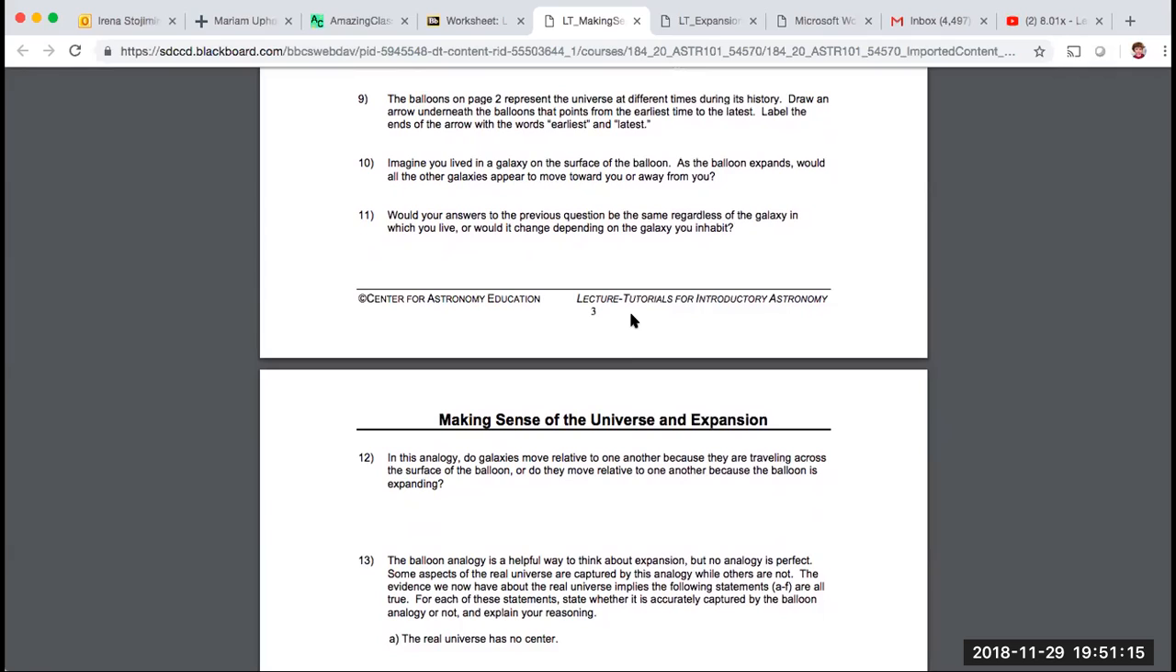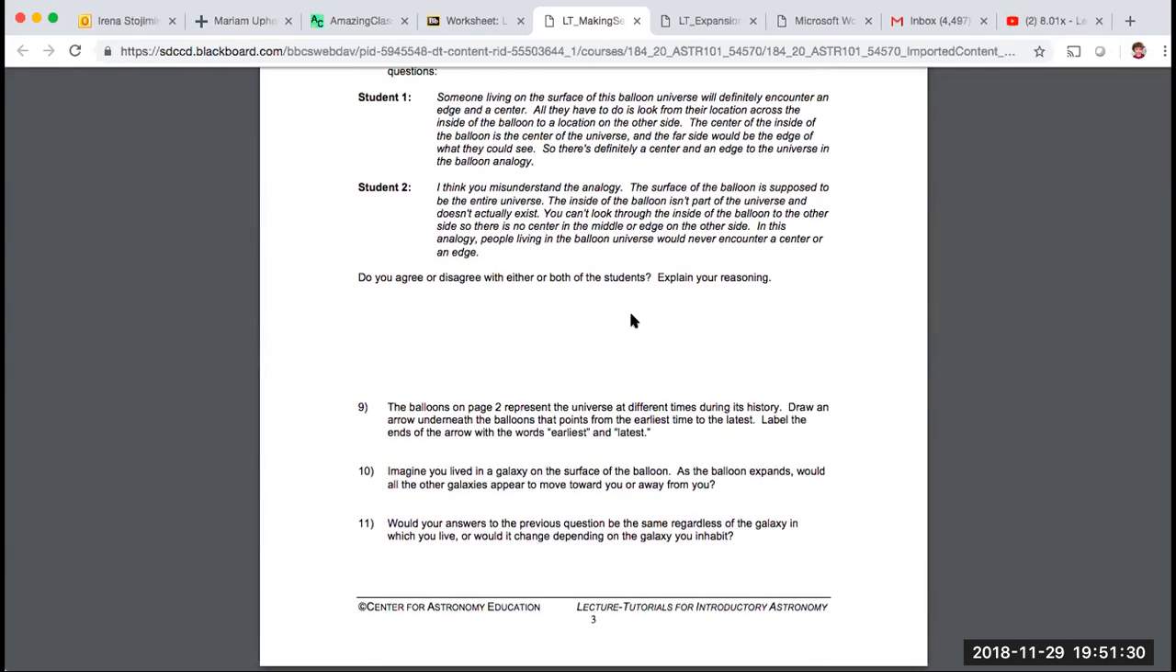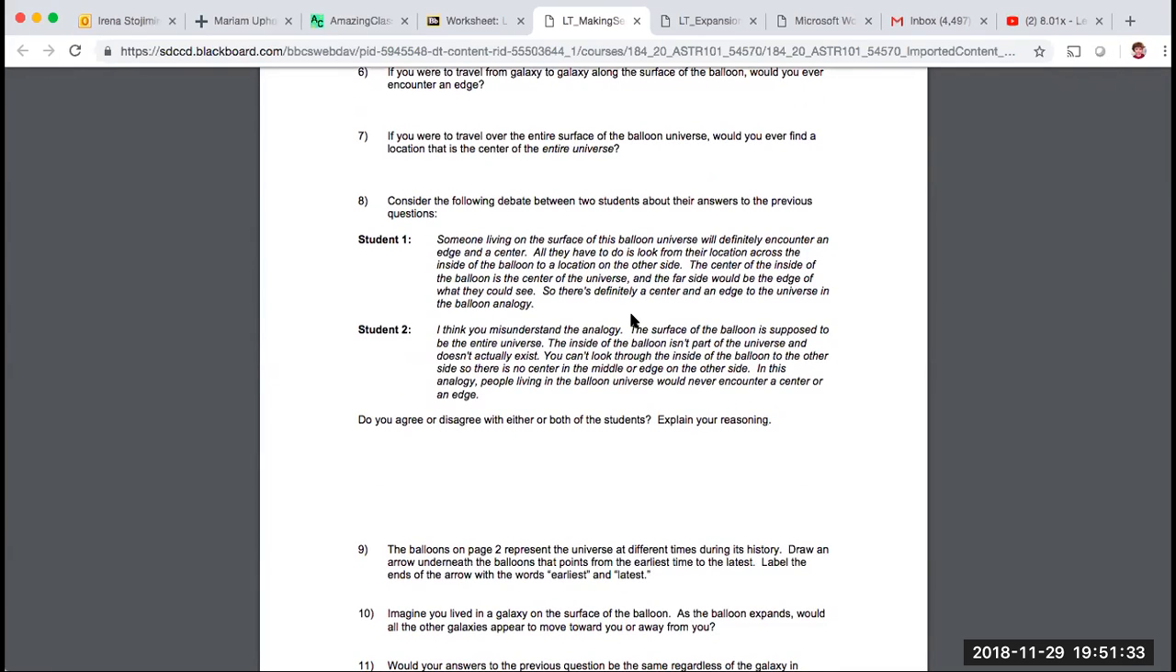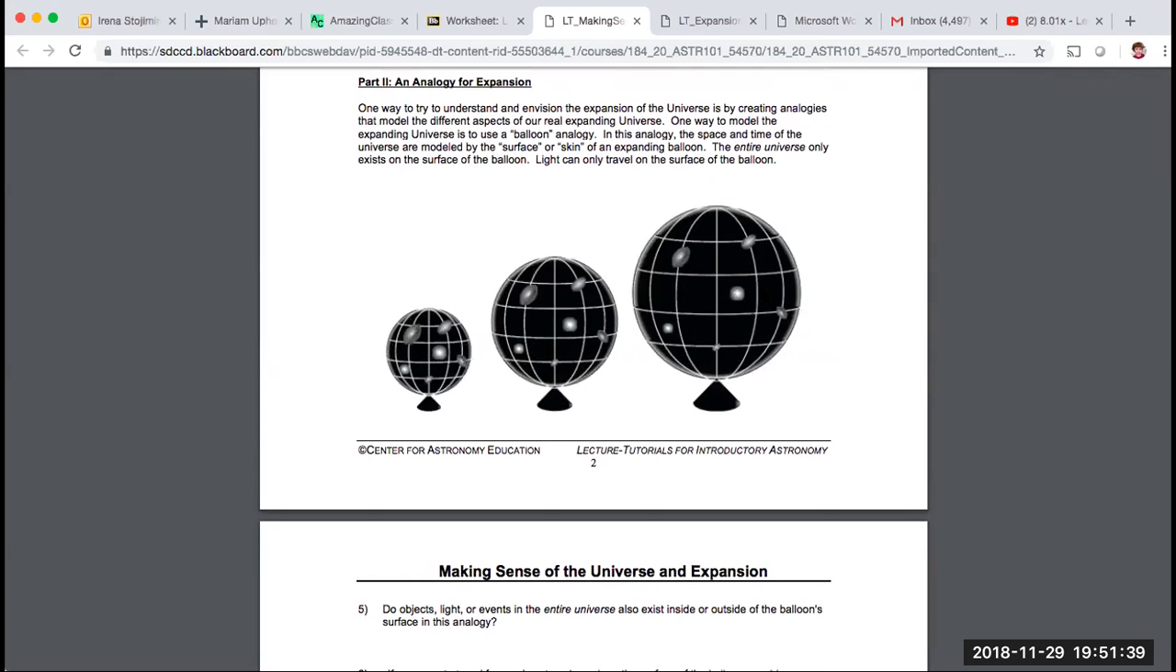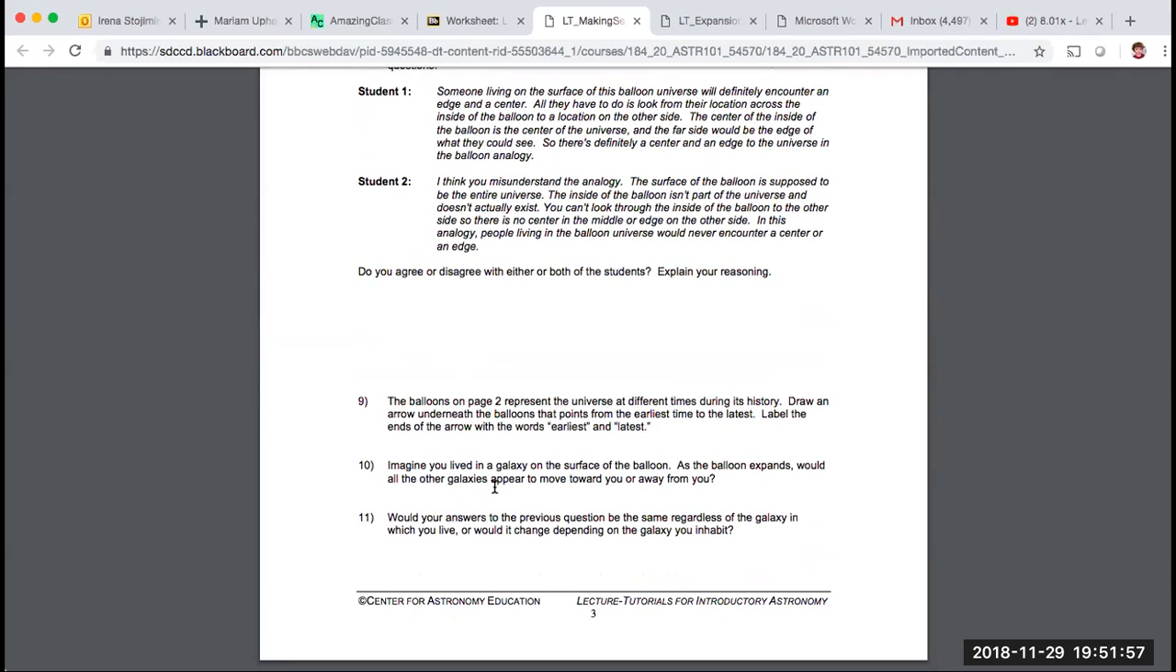The two balloons on page 2 represent the universe at different times during its history. Draw an arrow underneath the balloons that points from the earliest time to the latest. Label the ends of the arrow with the words earliest and latest. Okay, so you have 3 balloons. Which one is earliest and which one is latest? The smallest one is the earliest, and the biggest one is the latest. Very good, because the universe started much smaller, right? And as time goes by, the universe expands and becomes bigger, and the space between the galaxies increases. Okay, very good.